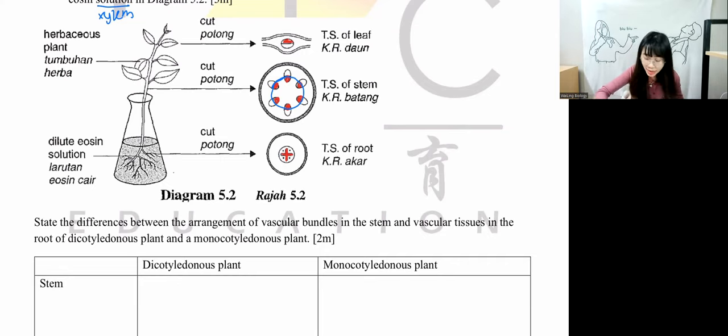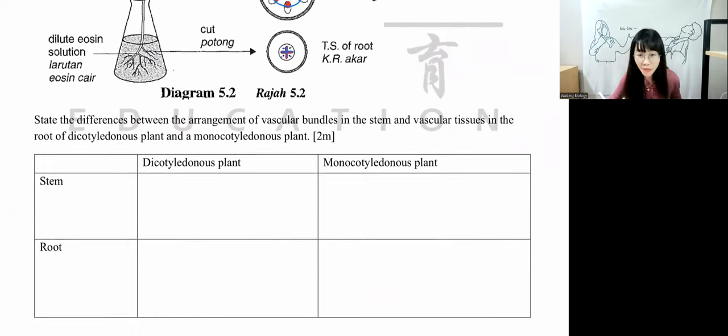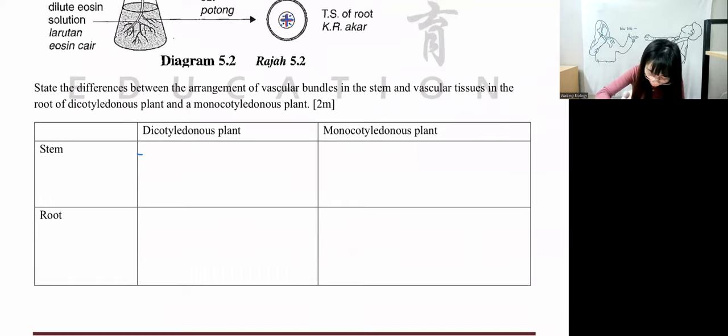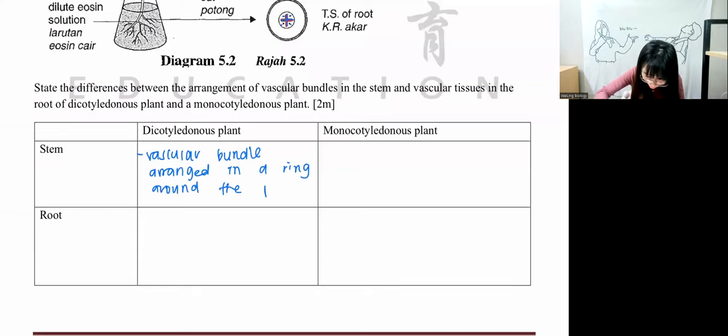At root, they have a star-shaped xylem. The dot means phloem. So phloem fills in the area between xylem. So we're going to write for eudicot first. For eudicot, you can say vascular bundle arranged in a ring around the pith.